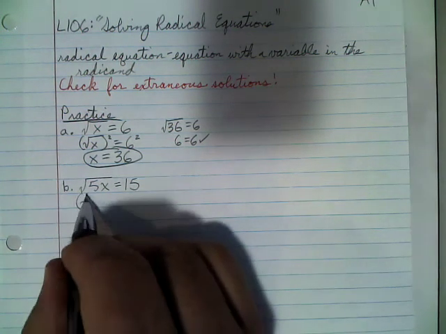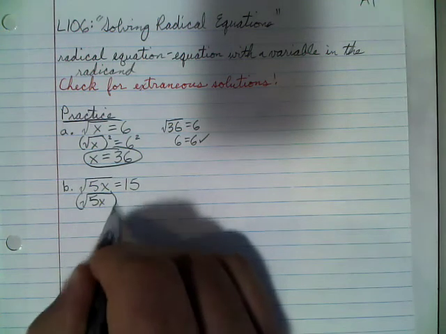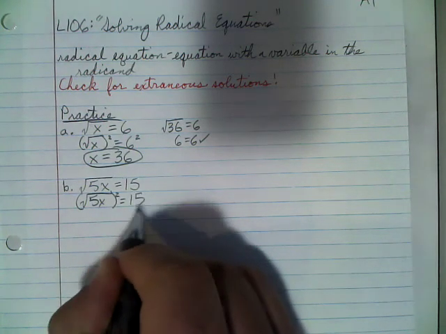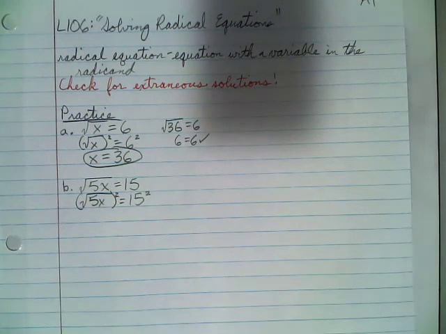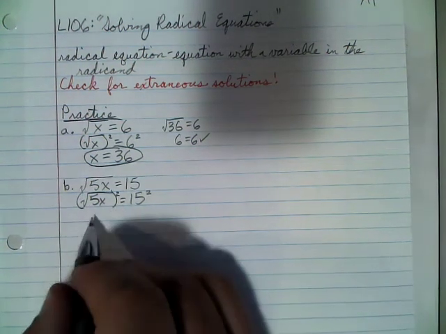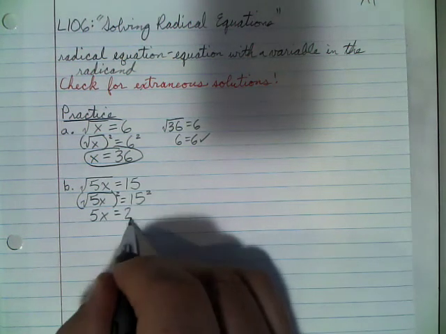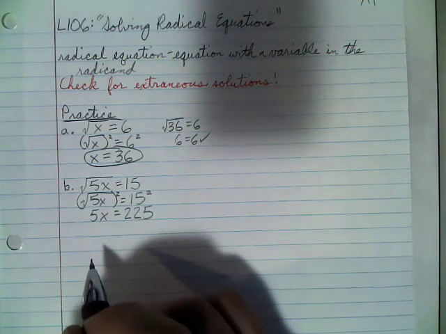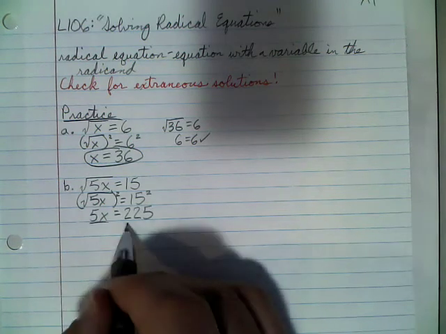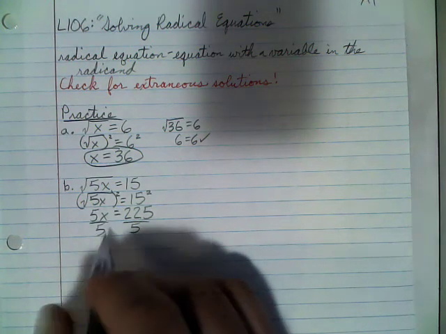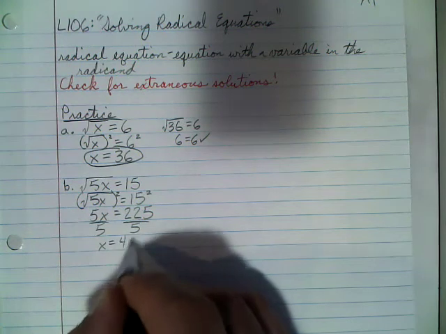So again, to cancel out a square root, I'm going to square it. But whatever we do to one side, we got to do to the other. So if I square the left, I got to square the right. Over here, the square root and the square will cancel, leave me with just 5x. And then 15 squared is 225. Then I just got to divide both sides by 5, and x equals 45.